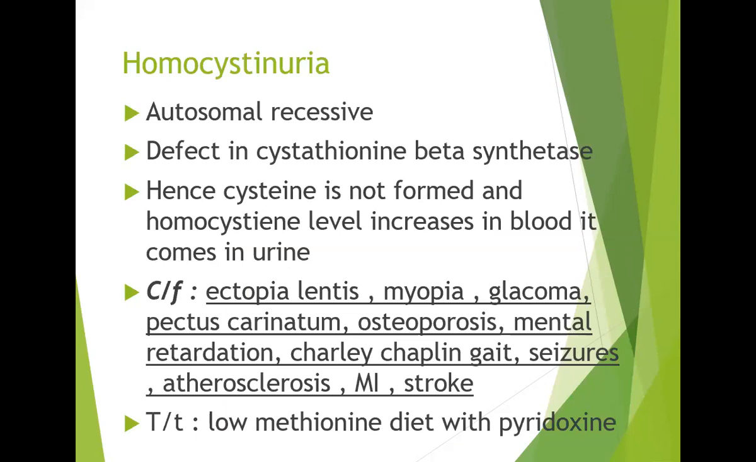Next is homocystinuria. It is also an autosomal recessive disease. The defect is in cystathionine beta synthase. Hence, cystine is not formed and homocysteine level increases in blood and it comes in urine. Clinical features are ectopia lentis, myopia, glaucoma, pectus carinatum, osteoporosis, mental retardation, Charlie Chaplin gait, seizures, atherosclerosis, MI, and stroke. Treatment here is low methionine diet with pyridoxine.